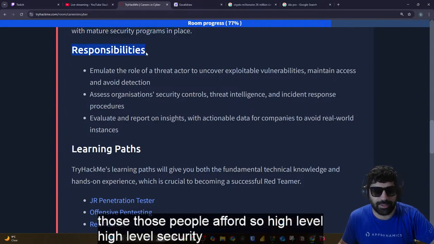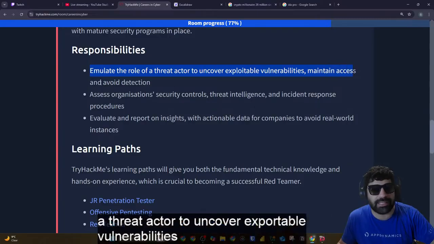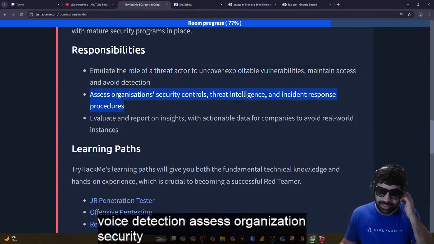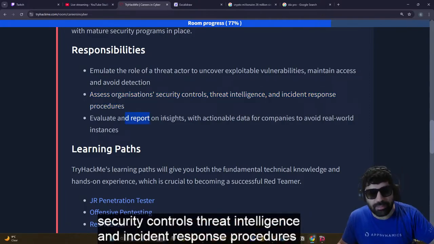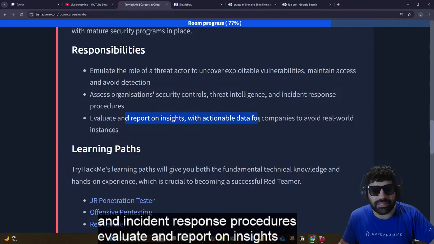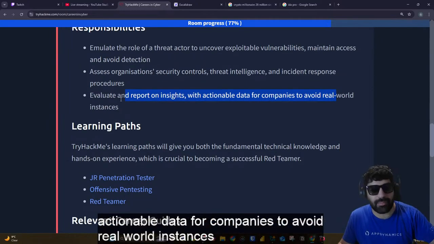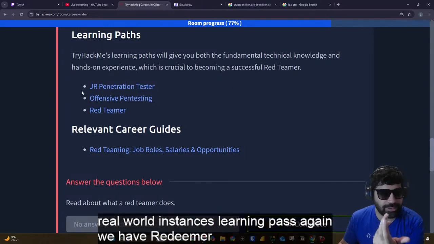High level security professional. Responsibilities: emulate the role of a threat actor to uncover exploitable vulnerabilities, maintain access and avoid detection, assess organization security controls, threat intelligence, and incident response procedures, evaluate and report on insights with actionable data for companies to avoid real world incidents. Learning paths: again, we have red teamer, offensive penetration, junior penetration tester.